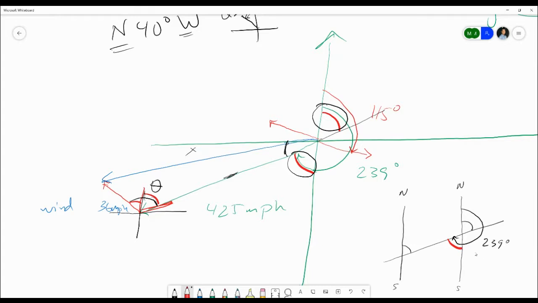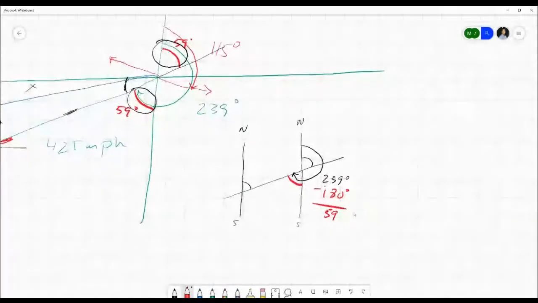by taking 239 minus 180 degrees. So that means this is 59 degrees. Does that make sense? So this is 59 degrees. Why subtract 180? Okay, so let me move this over here to show you.